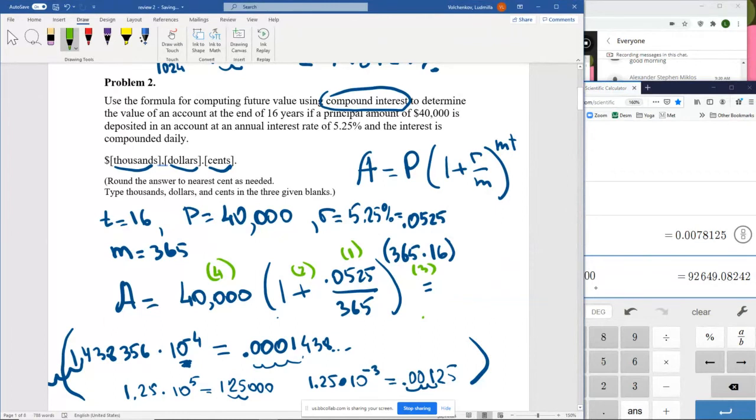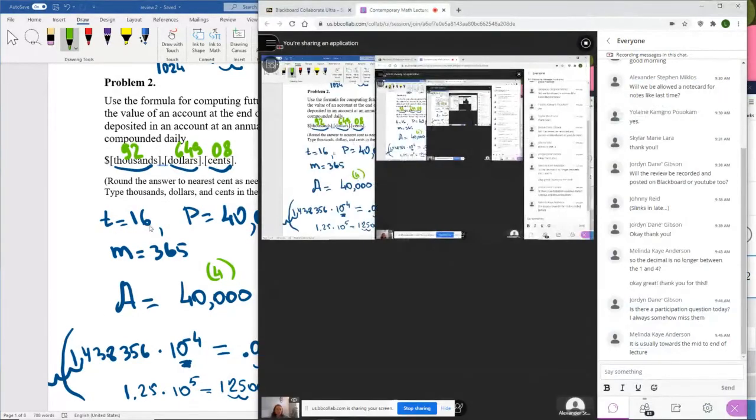Then we read how the answer must be given: thousands, dollars, and cents, and we round to the nearest cent. So 92,649.08. After 8 we have 2, so we round down. So we will type here 92, here 649, and here 0.0. You had already problems like this on quizzes, so you know how it works. You must be fine with this.